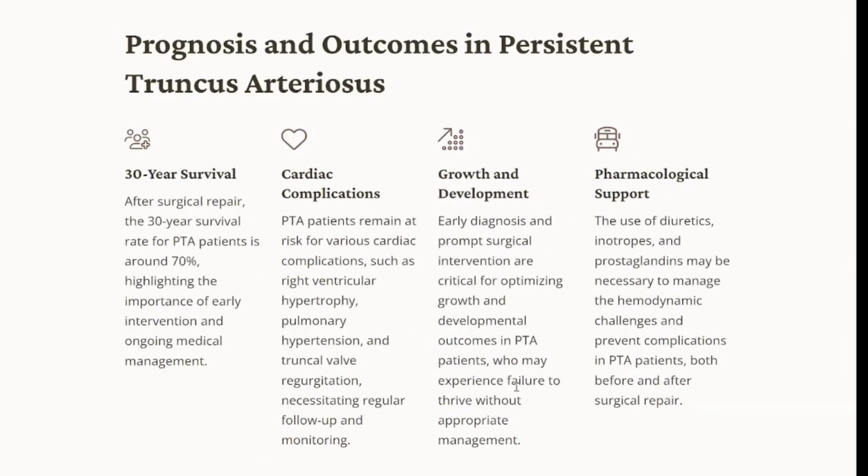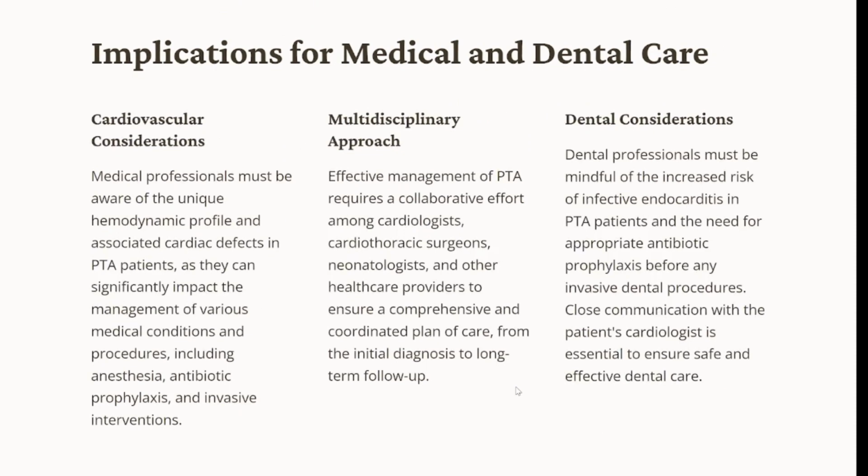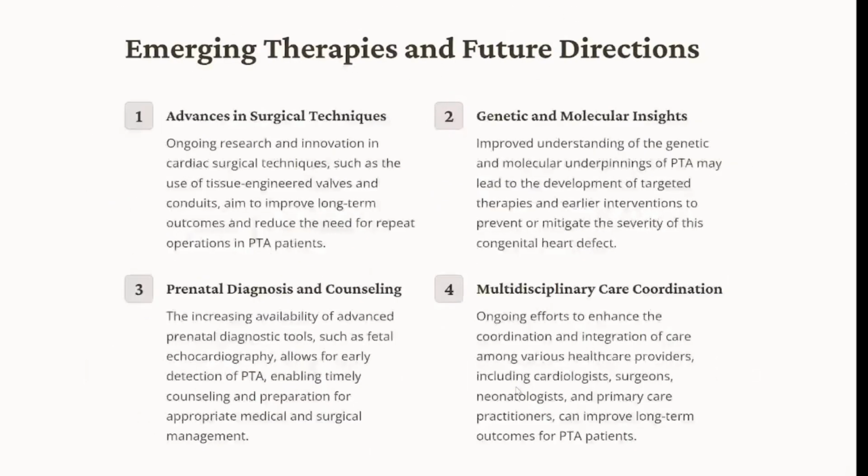Medications: diuretics, e.g. furosemide, to manage symptoms of heart failure; inotropes, dopamine for hemodynamic support; prostaglandins, e.g. prostaglandin E1, to maintain ductal patency preoperatively in certain cases. This summary provides a comprehensive overview tailored for medical and dental professionals, focusing on essential diagnostics, clinical presentation, and the specific treatment approaches for persistent truncus arteriosus, including relevant medications.